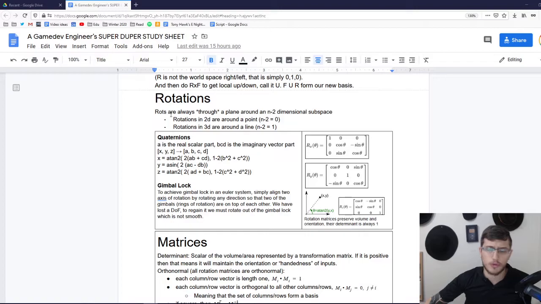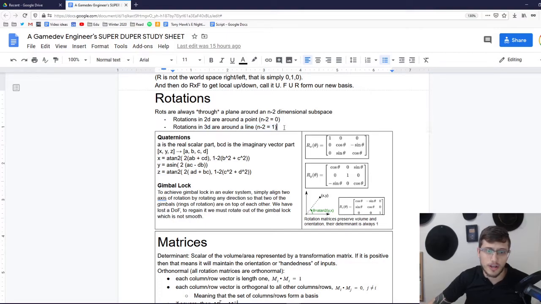The first is that it's sort of an interesting paradigm, but rotations are always through a plane around an n-2 dimensional subspace. I find that's actually a really useful way to think about rotations, and I got this from, I think it was an Inner Product article by John Blow. But basically, if you're doing a rotation in 2D, one of the ways is to think about it using this concept, and in that case, it's always going to be around a point. A rotation in 3D is always going to be around a line. Similarly, a rotation in 4D would always be around a plane.